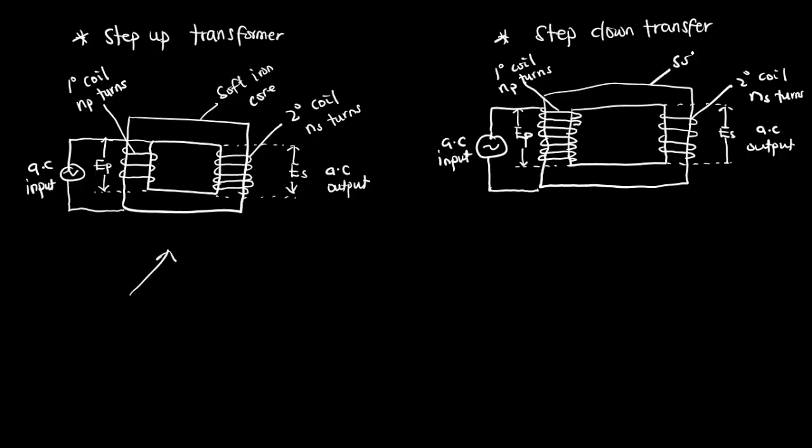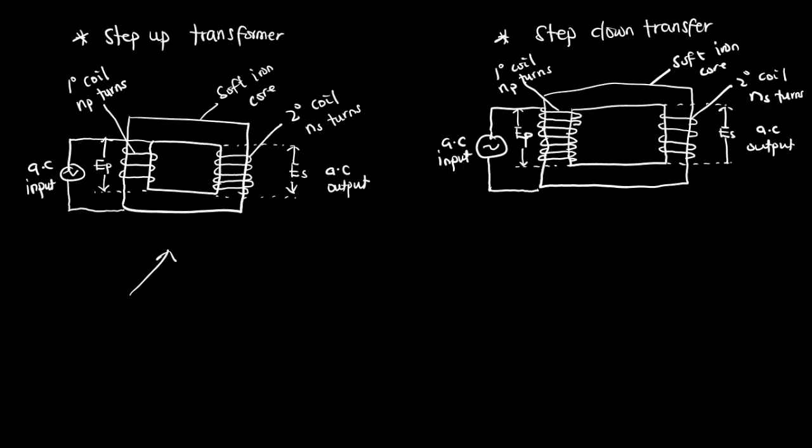This is our soft iron core, right? So if you look at this, this is what we call a step down transformer, because the input EMF is very high, but the output EMF, or the secondary EMF, will be very small. Since the input EMF is higher than the output EMF, we say this is a step down transformer. So these are the two types of transformers that we have.